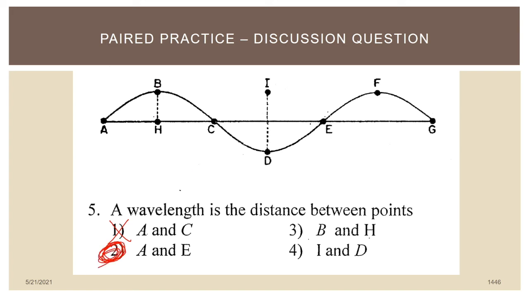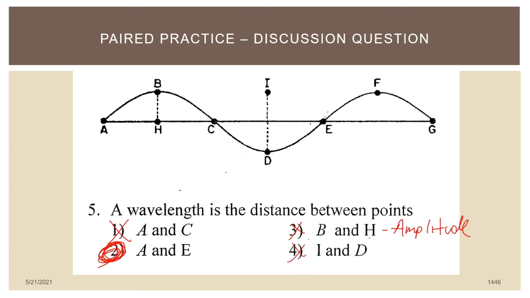Looking here, from B to H, that is not even close. Let's ask a question, though. What is B to H? B to H is the amplitude. That's an important thing to realize here. They're trying to trick you, but that's wrong. And then the next one is showing I to D, and that's double the amplitude.